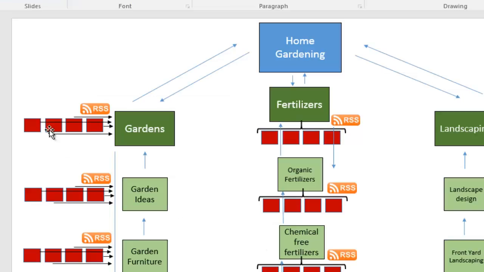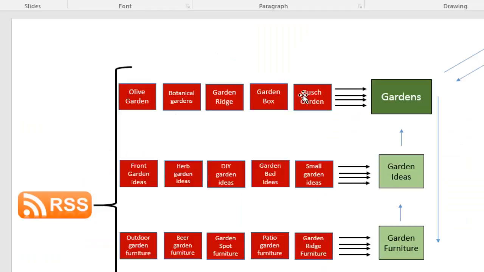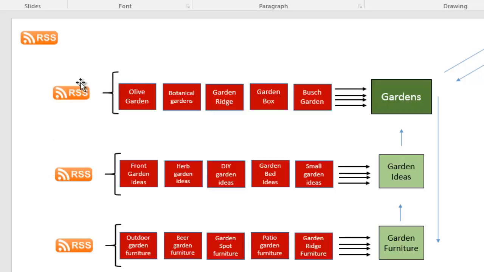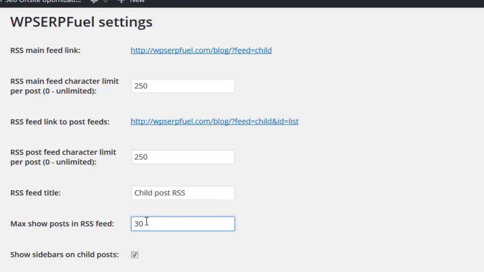What that means is, if this RSS feed, for example, is linked out to 100 fueled posts, wpserpfuel gives you the control to set this RSS feed to show 100 entries. And I've just shown you where you can do that from. You can do that from here, guys. You can even control how many characters you show in the RSS feed.